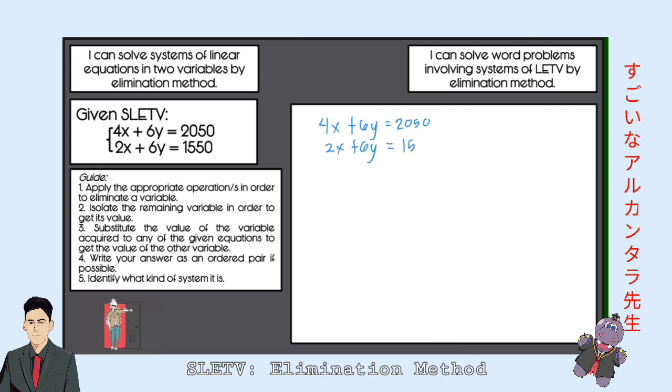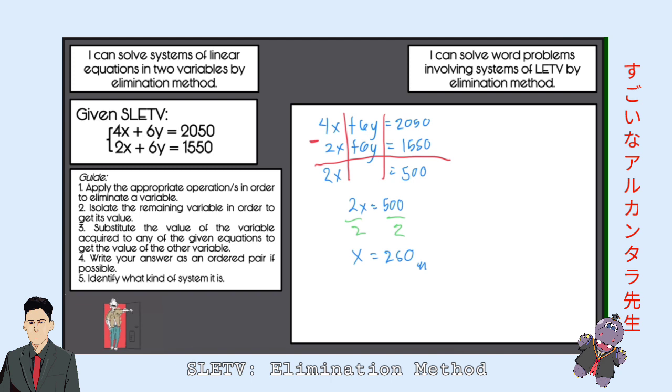Now that we have this, subtract both of them. 4x minus 2x is equal to 2x. 6y minus 6y, that is 0. 2050 minus 1,550, that will be equal to 500. So you'll have 2x is equal to 500. Divide the entire thing by 2. So that will give you x is equal to 250. So using this, we now have the value for our Gucci shades. Now let's try out for the Versace one.